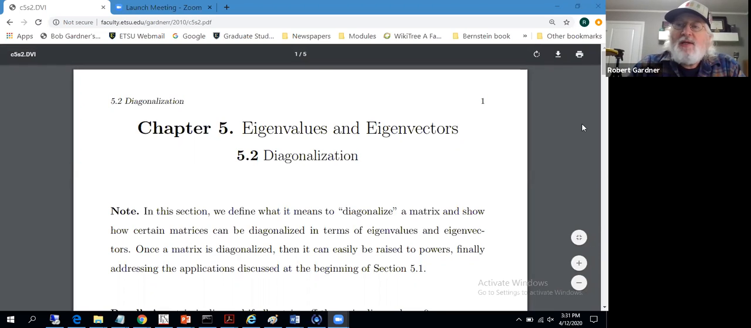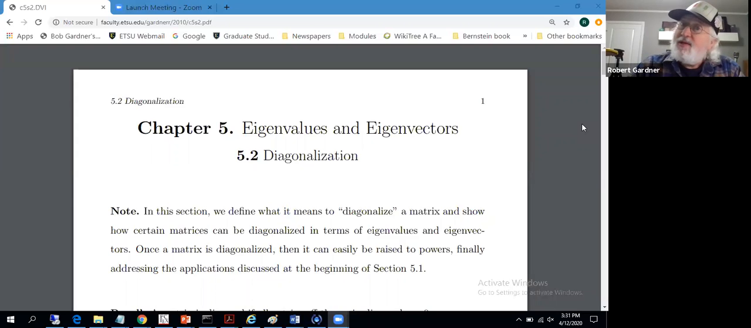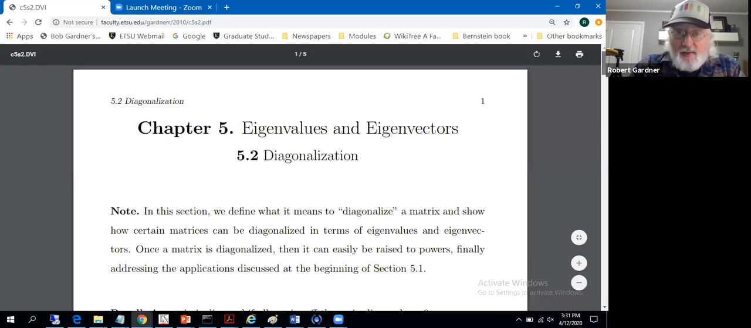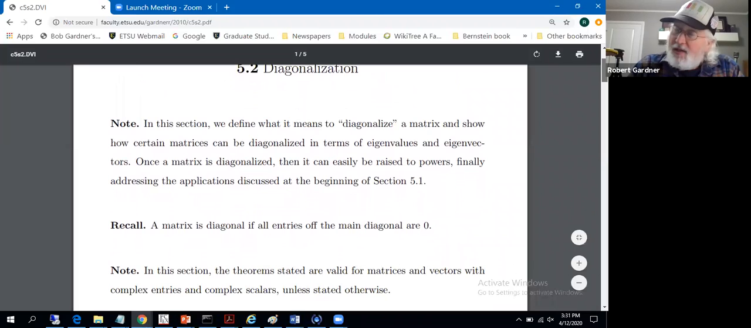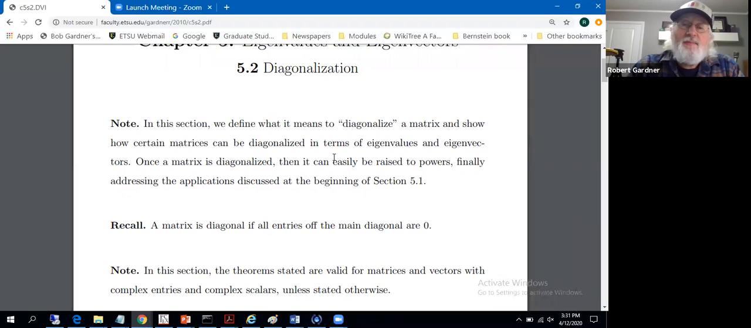But our rationale has been with a focus on diagonalizing a matrix, and the reason for that is to raise matrices to powers. And we'll see exactly how that works in this section and how it intimately relates to eigenvalues and eigenvectors. Okay. So we'll define what it means to diagonalize a matrix. We'll show how matrices can be diagonalized. It's totally done in terms of eigenvalues and eigenvectors. Not all matrices are diagonalizable, we'll see as well.